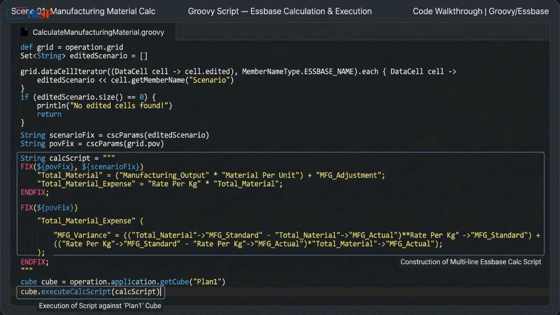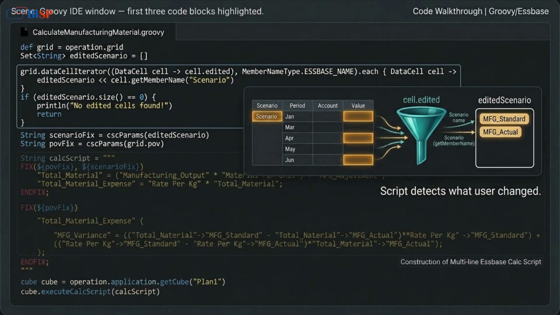The Calc script works perfectly, but scenario names are hard-coded. The Groovy script detects which scenario the user edited and dynamically builds the fix to match. Smarter, more responsive, more efficient. Same output, different approach.